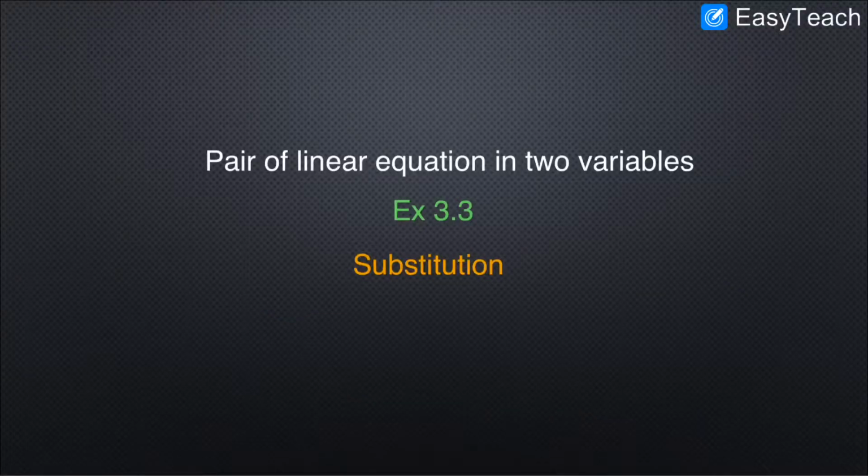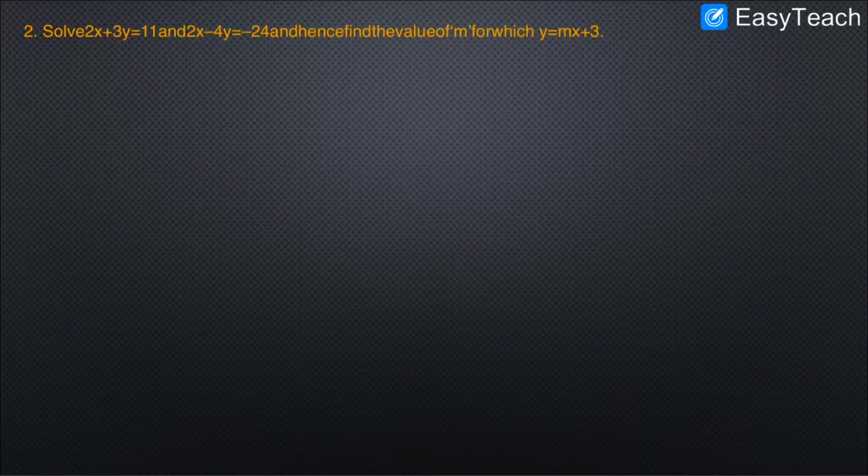We have been solving exercise 3.3, the substitution method. The second problem: solve 2x plus 3y equals 11 and 2x minus 4y equals minus 24, and hence find the value of m for which y equals mx plus 3. Actually, what we are going to do is find the x and y values of these two linear equations using the substitution method. Then we are going to use that x and y value to find this m value. We are going to substitute the y and x values in this equation to find m.